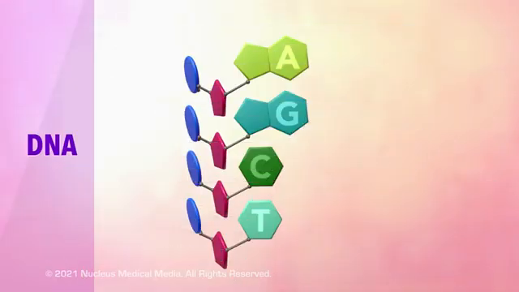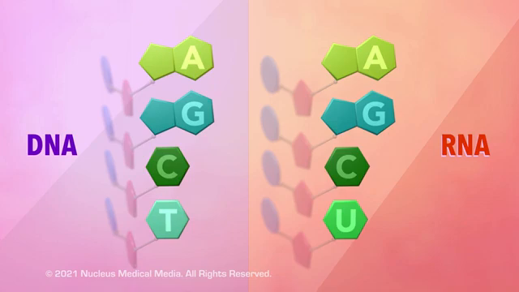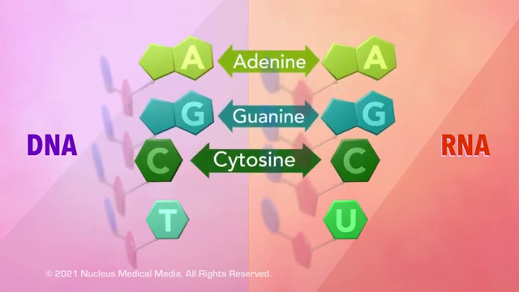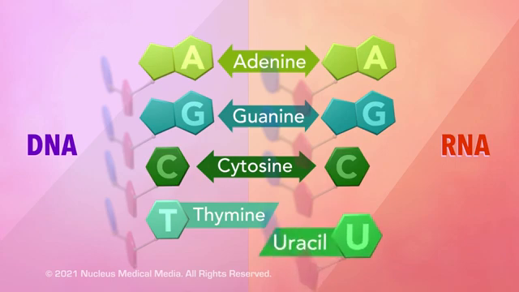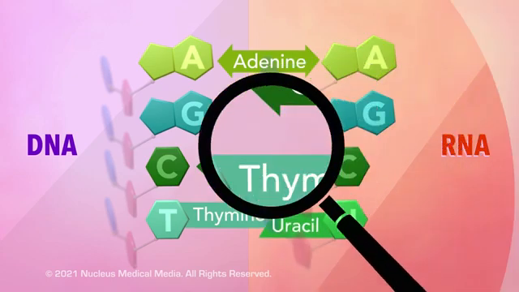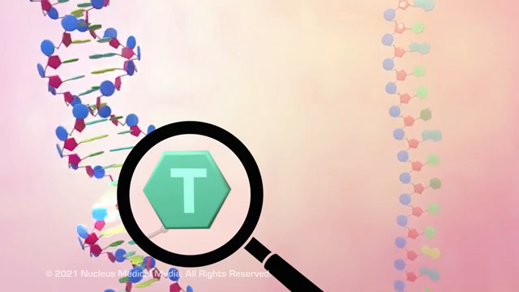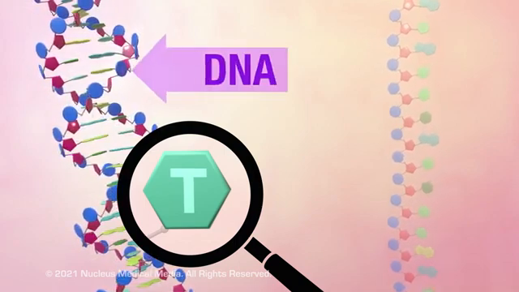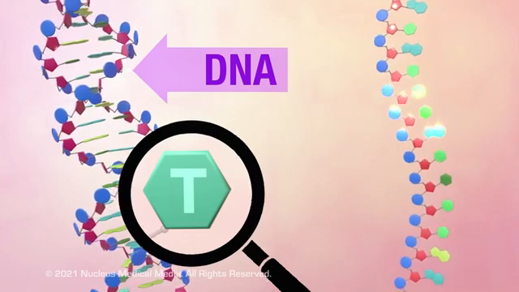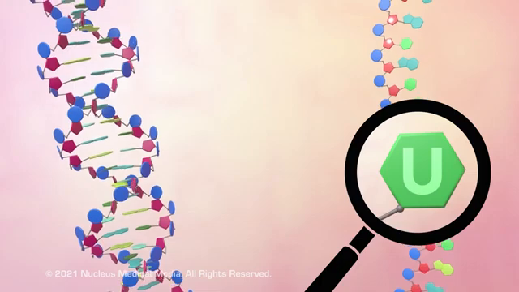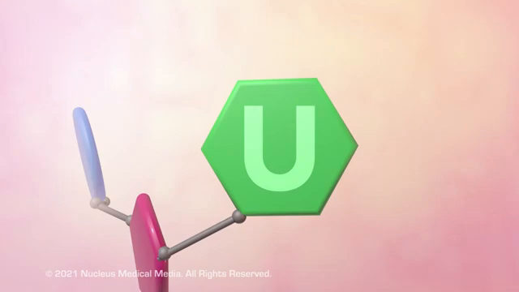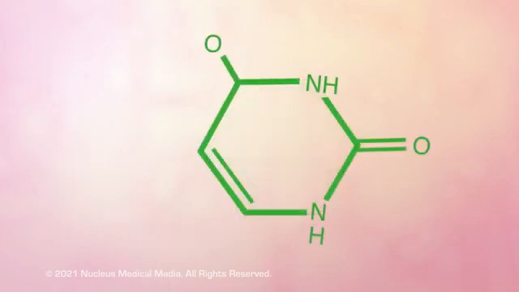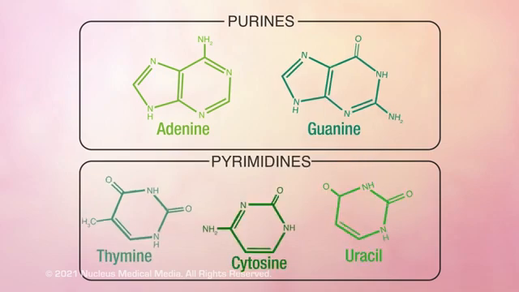Like DNA, an RNA nucleotide may have the nitrogenous bases adenine, guanine, or cytosine, but unlike DNA, which has the nitrogenous base thymine, RNA has the nitrogenous base uracil instead. This means that any nucleic acid that contains thymine must be a strand of DNA, and that any nucleic acid that contains uracil must be a piece of RNA. Like thymine, uracil has a single nitrogen-containing ring, so it would also be classified as a pyrimidine.